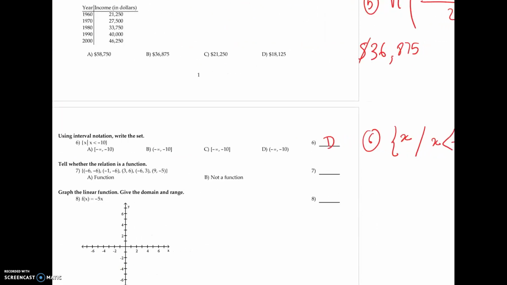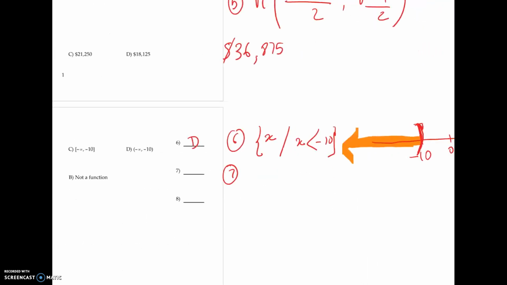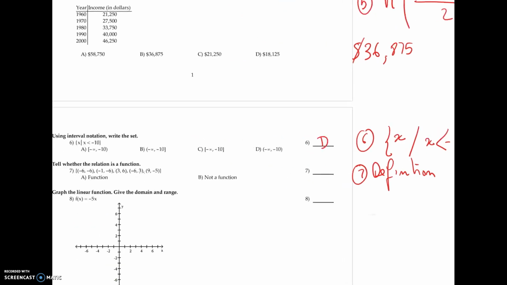Problem number 7: tell whether the relation is a function or not. Well, I will let you look at the definition, so please, that is just applying a definition. When you apply the definition, you will see that for problem number 7 the answer is B, it's not a function, okay? It's not a function.